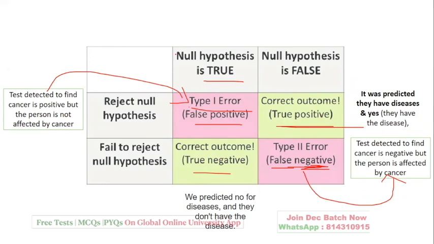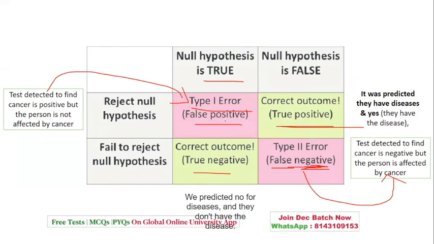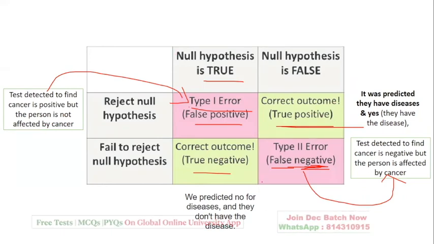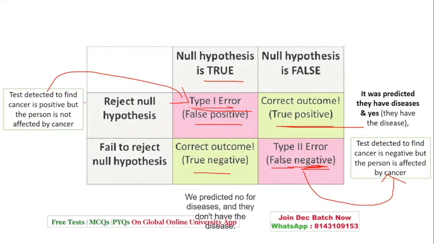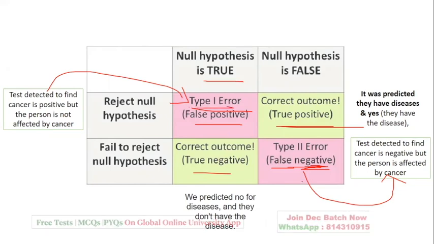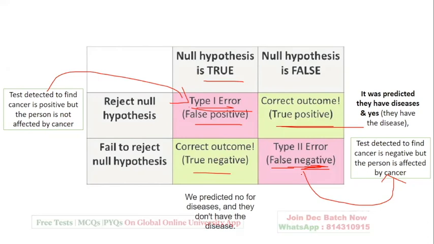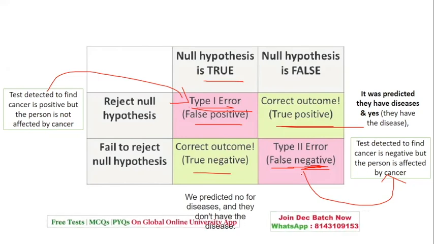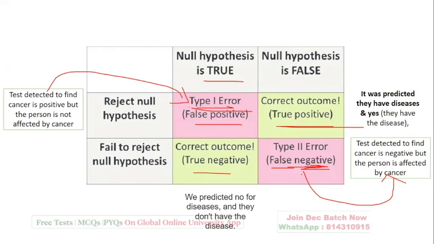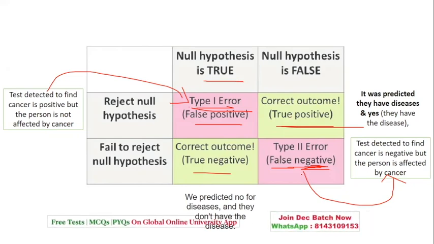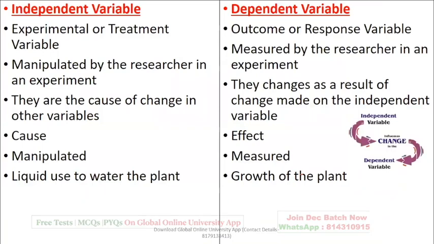So you have to be very careful. There were type 1 or type 2 errors, correct outcome. So you should know type 1 error is rejecting your null hypothesis. Type 2 error is not rejecting your null hypothesis. And correct outcomes is true positive. Okay. And here the correct outcome is the true negative. I hope this is very clear.